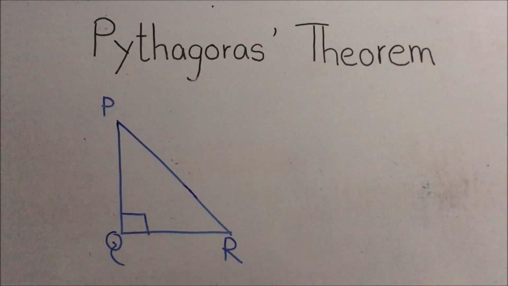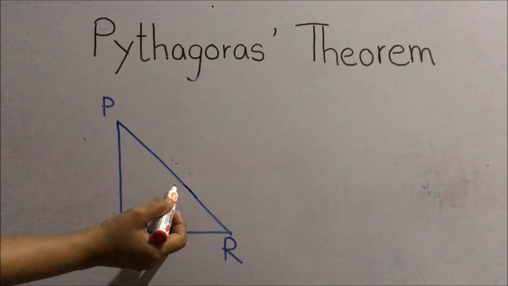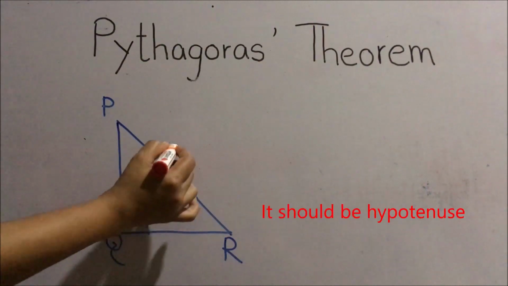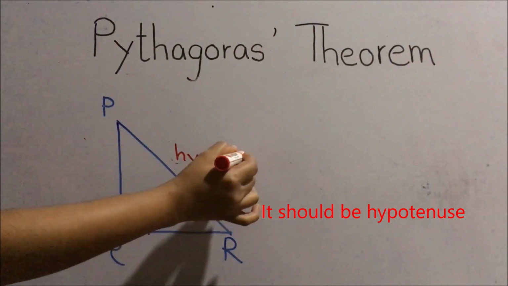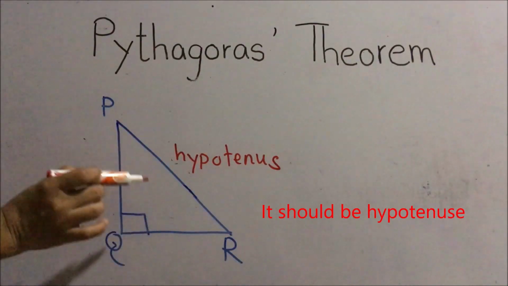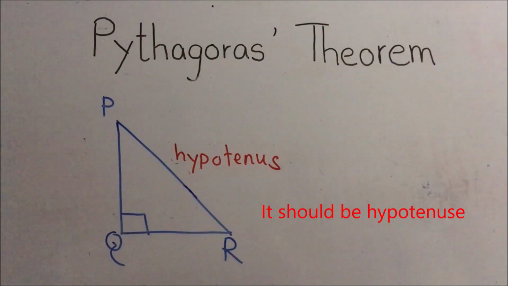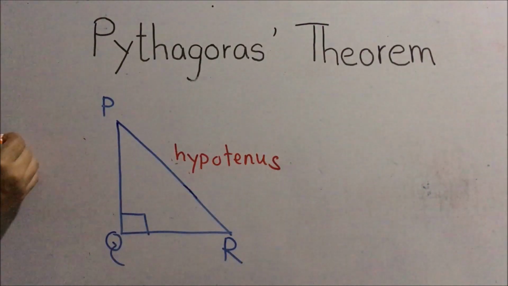In a right angle triangle, the side opposite to the right angle is the hypotenuse. This hypotenuse is the longest side of a right angle triangle. The other two sides are called the sides that include the right angle.